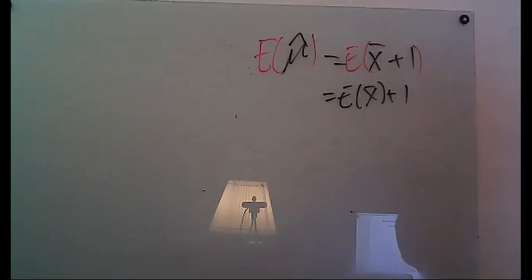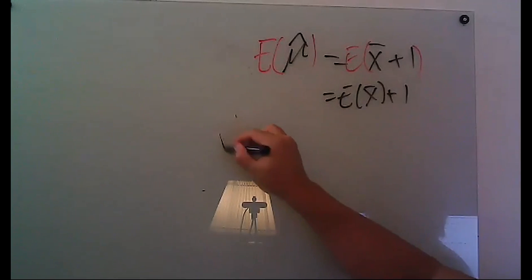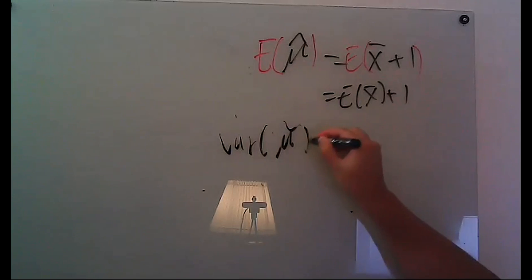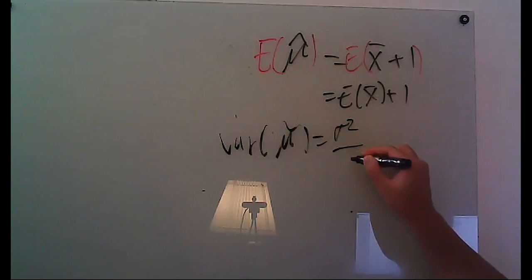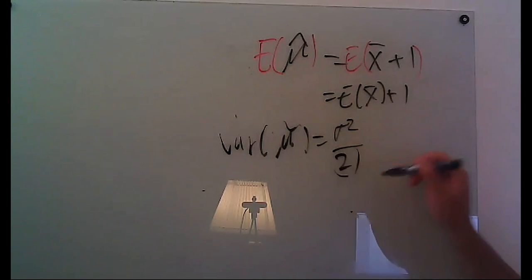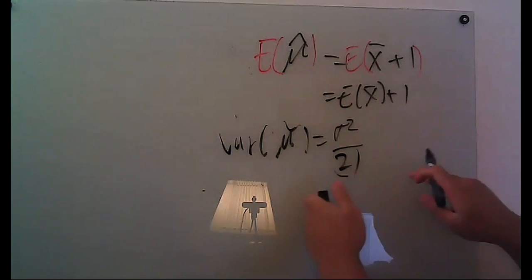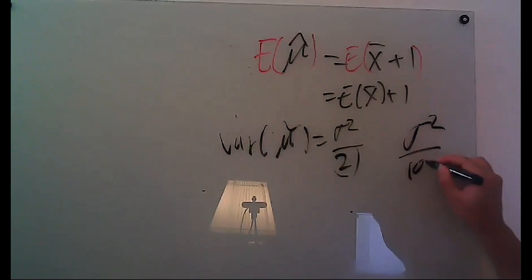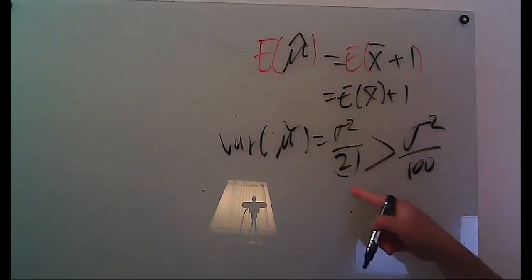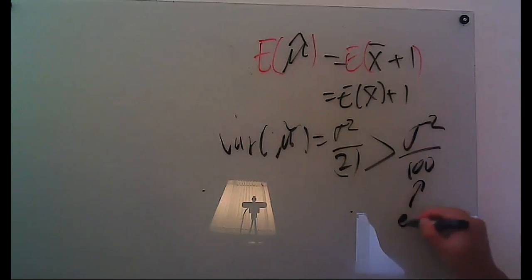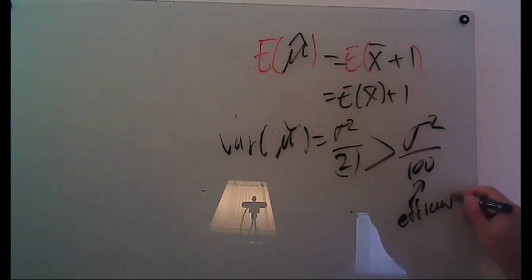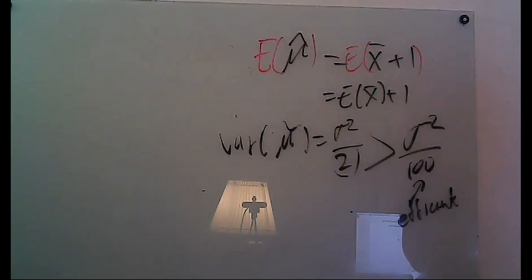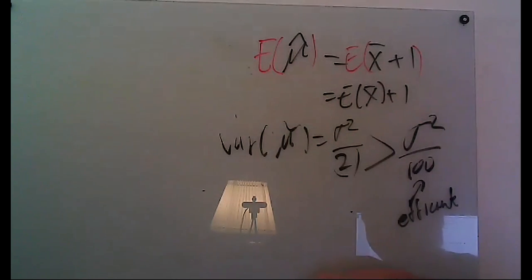Let's say variance of mu tilde equals sigma square over 2 because this is the sample size. Let's say you're comparing this with a sample size of 100. That was sigma square over 100. Which one is bigger? This is bigger. In other words, this is more efficient. So it's less efficient, but again, this one is unbiased because I'm gonna show you why.